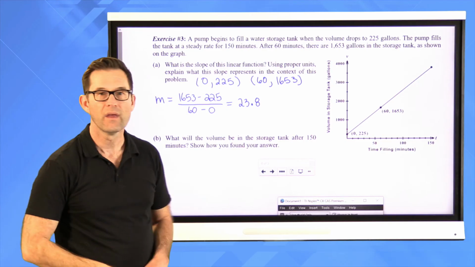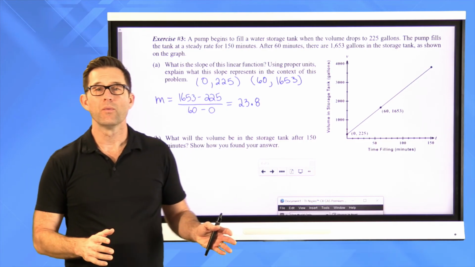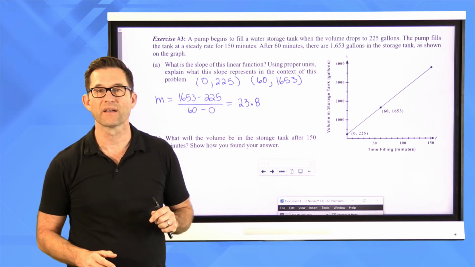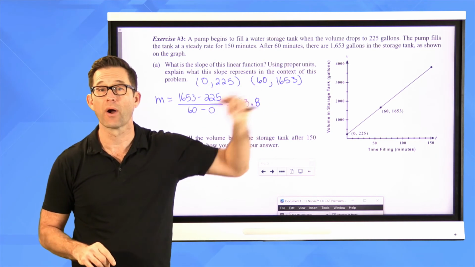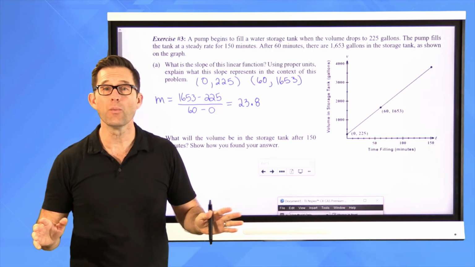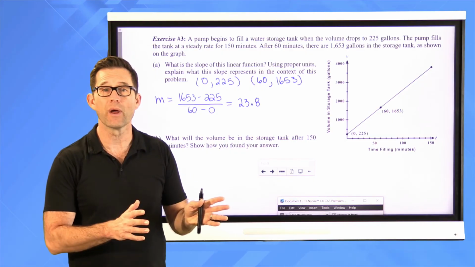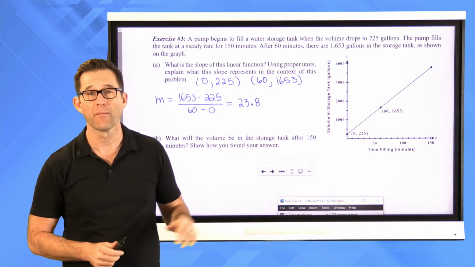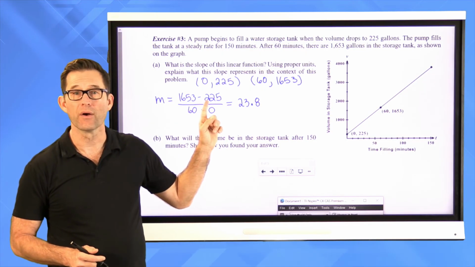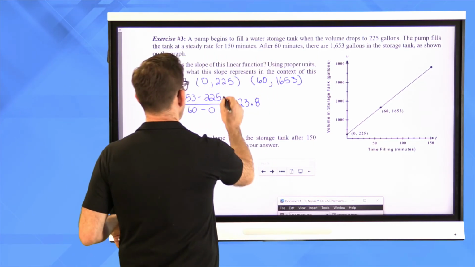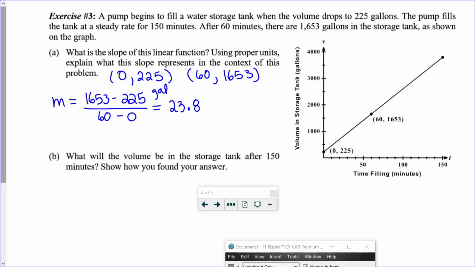All right. Now we've got our slope, we now want to be able to interpret it, right? So explain what the slope represents in the context of this problem using proper units. Again, the units of slope will always be per unit, something per something. The units of the numerator per 1 unit of the denominator, right? Well, the numerator has units of gallons. And the denominator has units of minutes.